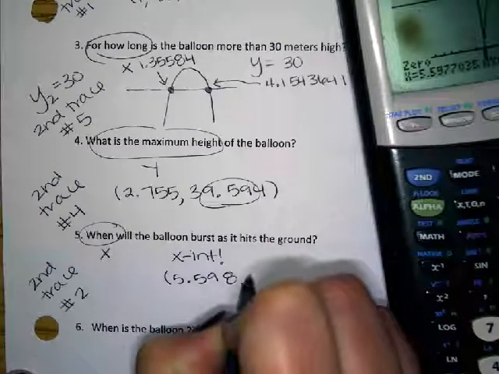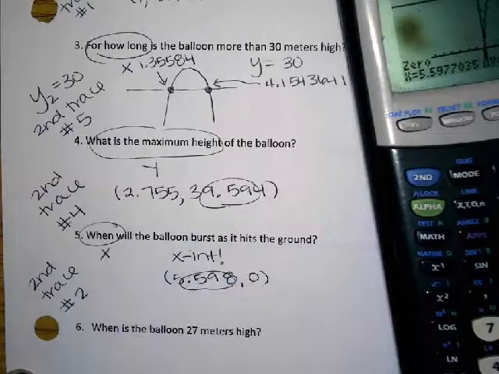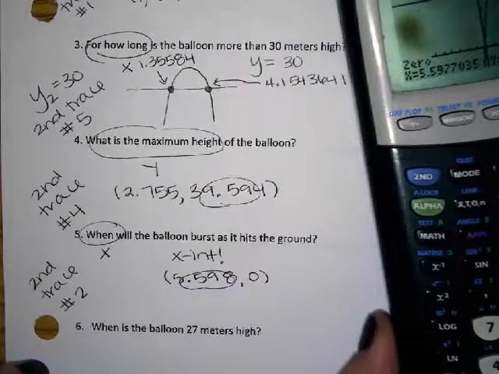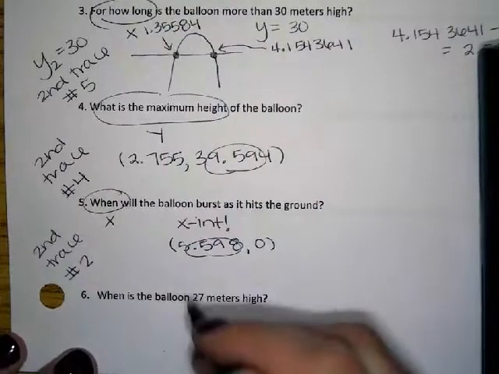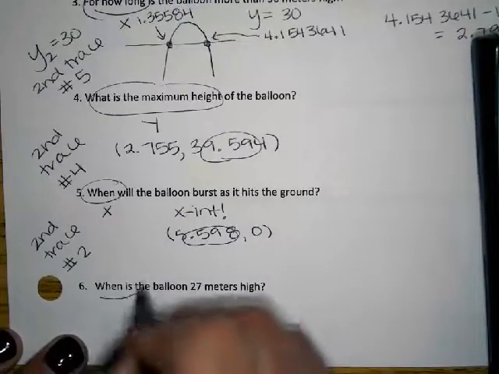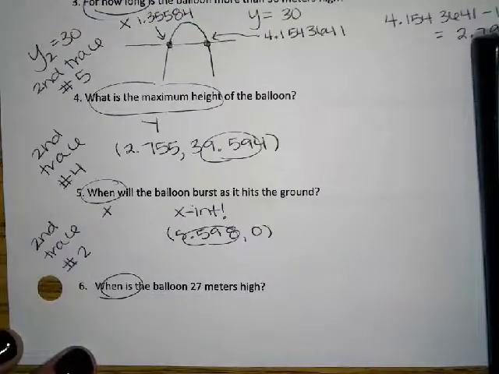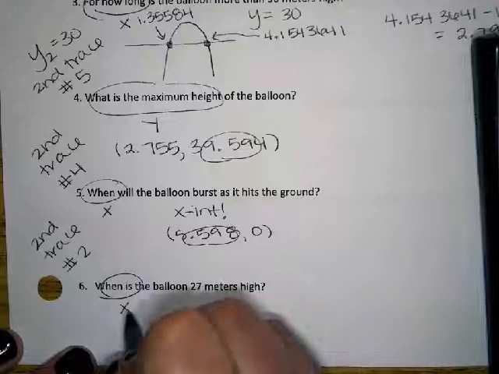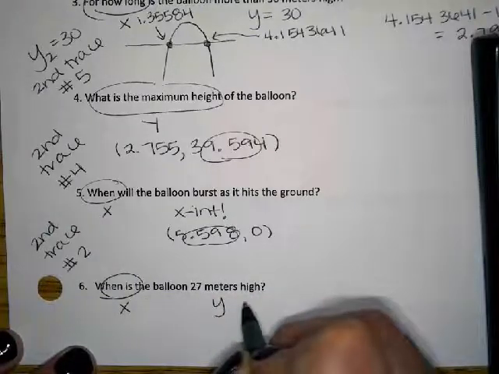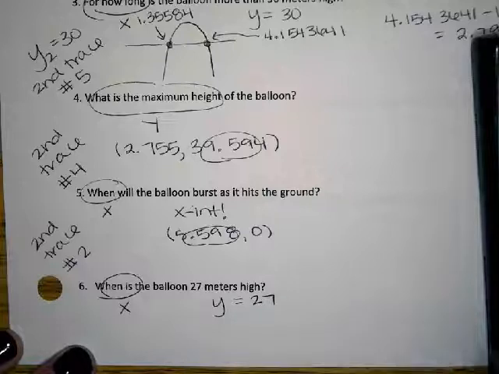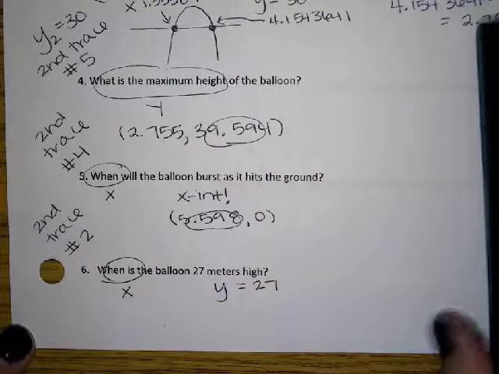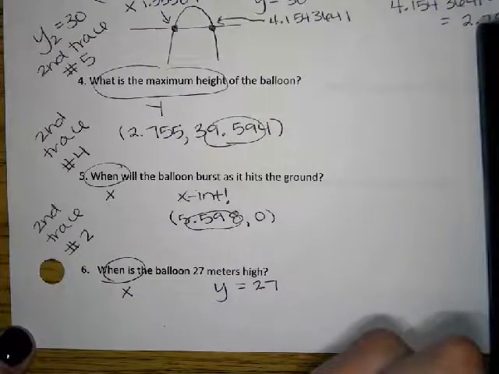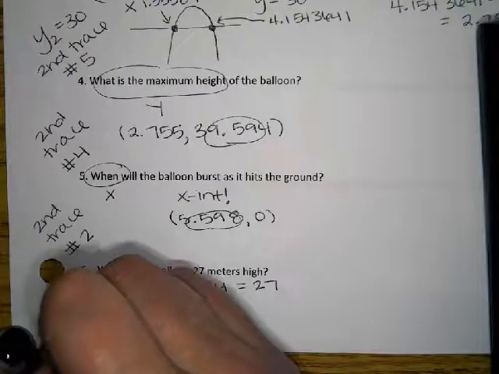Okay. The next question says when? When is the balloon 27 meters high? So X, and did they give you a Y? Yes, Y is 27. Okay. So where do we plug in a Y value? In the Y equals. So we're going to put in 27 for our Y2. We're going to graph 27. So I'm going to take the 30 out. I'm going to put a 27 in instead.